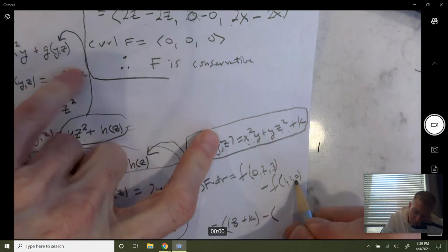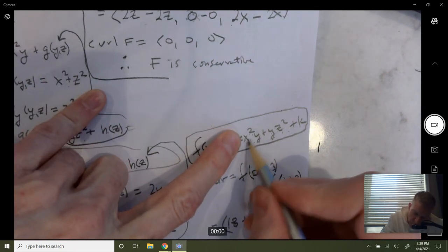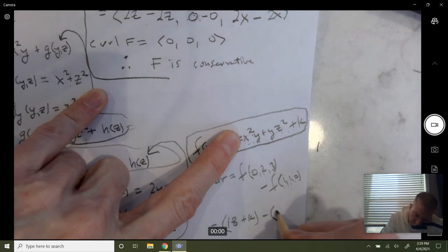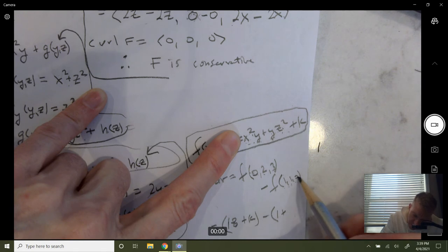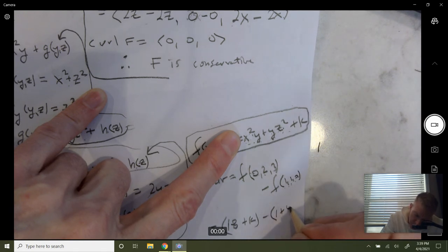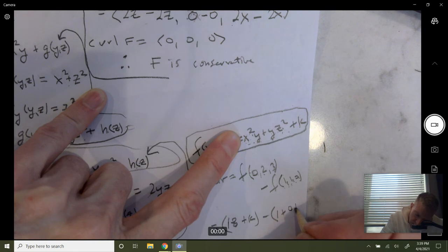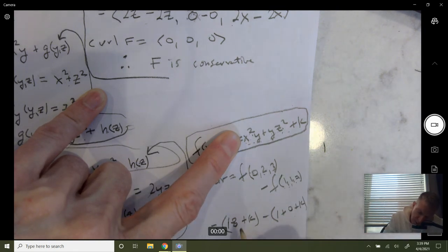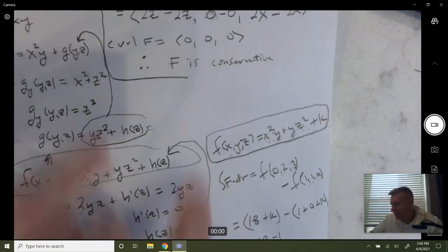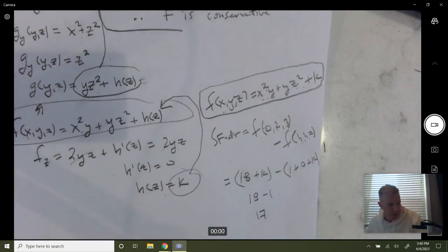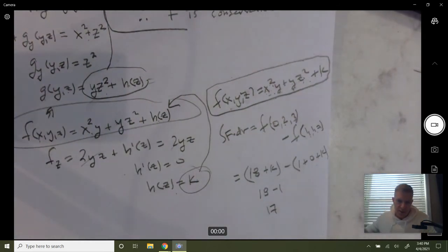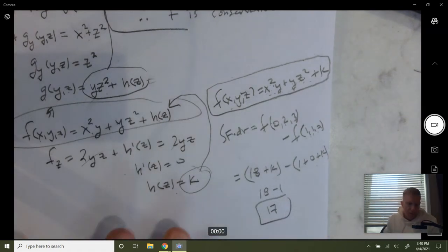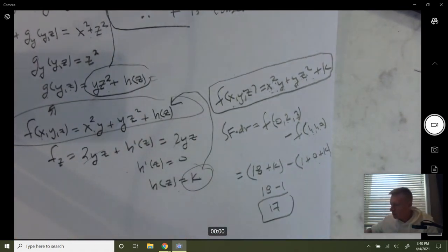Now plugging in 1, 1, 0. This one gives you 1 squared times 1, which is 1, plus y times z squared, that's going to be 0. And then you've got your plus k. So I've got 18 minus 1. I got 17. Let's just double check our book. This was example 3. Did we do that right? 17. Yes, that is correct. So that's example 3 on page 1071.